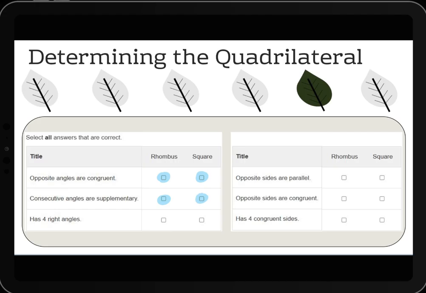Then we have has 4 right angles. Only a square has that. In fact, I'm going to use a different color for that. I'm going to use orange for that one. Opposite sides are parallel, that's true for both. Opposite sides are congruent, that's true for both. Has 4 congruent sides, that's also true for both as well. So the only one that was unique was the has 4 right angles. Only the square has that when you compare it to the rhombus.